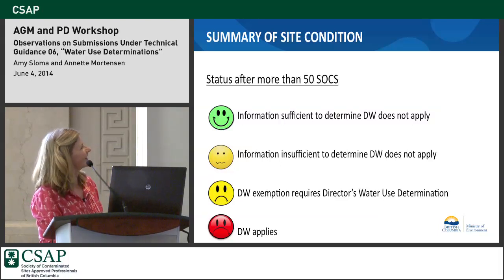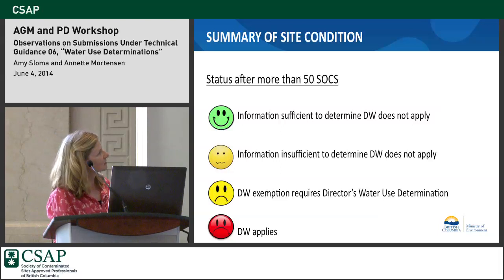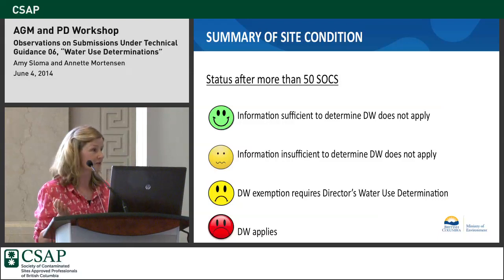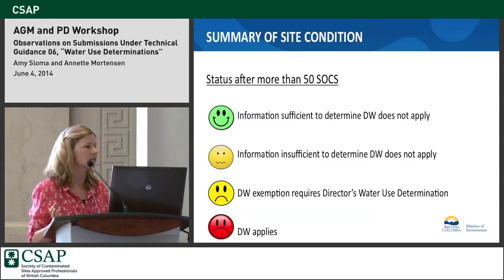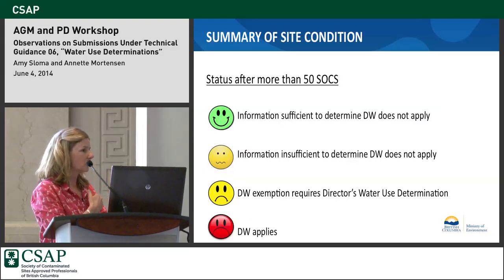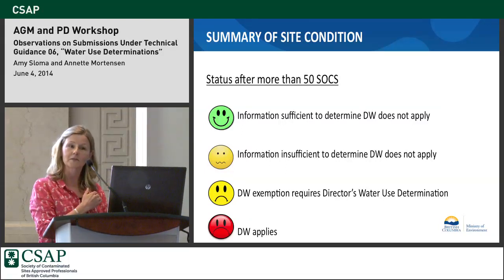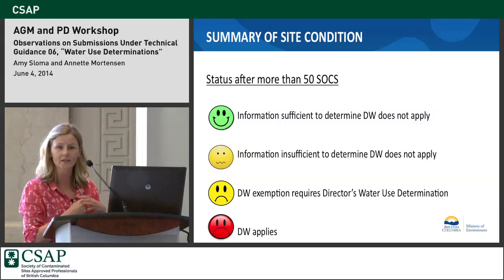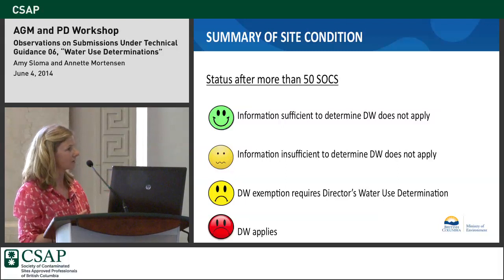And the next one, the information was insufficient for Amy and I to determine whether or not drinking water applied. But thank God the information was actually there. It was just hidden in the DSI, and it just had to be put forward in the summary of site condition. So after going back and forth, sometimes once, sometimes multiple times, and iterating this summary of site condition, we could approve it and it could go on in the system.